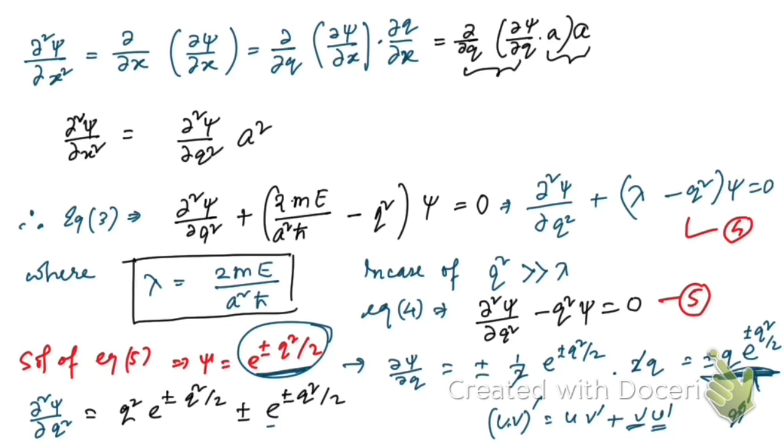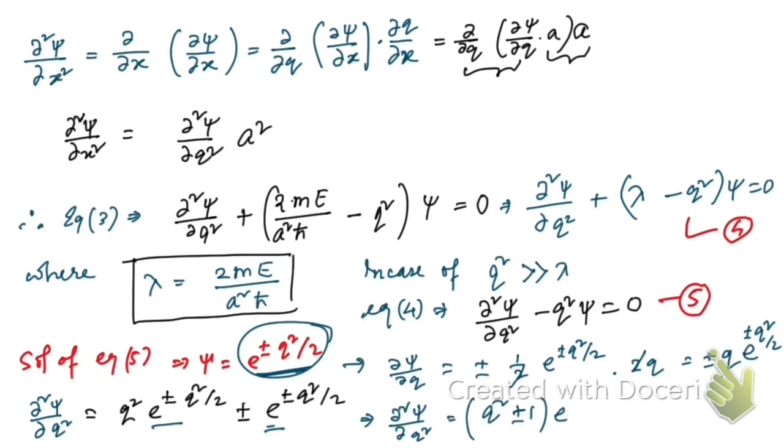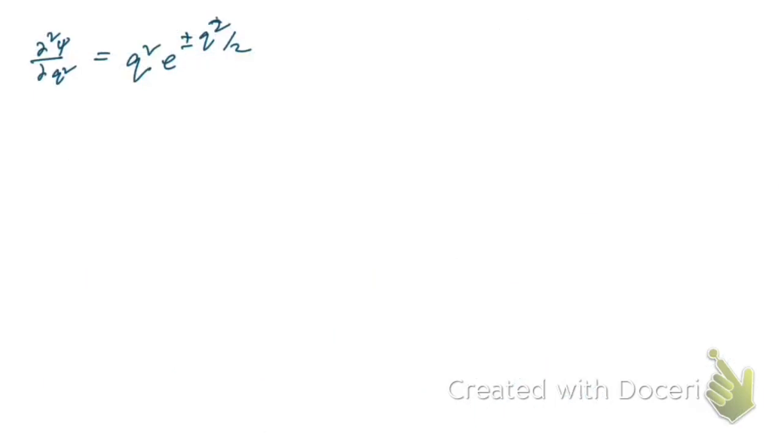So now if you simplify this, taking this part common, the second order derivative of psi with respect to q is equal to q square plus minus 1 into e to the power plus minus q square by 2. Now for q square very much greater than 1, this q square plus minus 1 is approximately equal to q square. That's why this result can be written in this form. Let me go to the next slide. Okay, this is what we have got here.